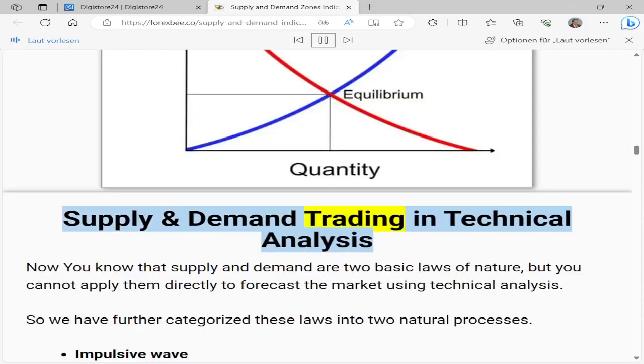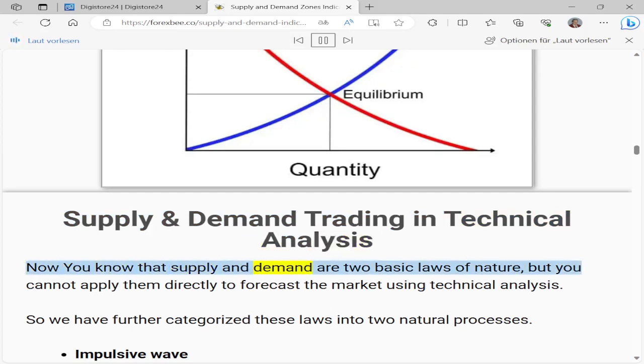Supply and demand trading in technical analysis. Now you know that supply and demand are 2 basic laws of nature, but you cannot apply them directly to forecast the market using technical analysis.